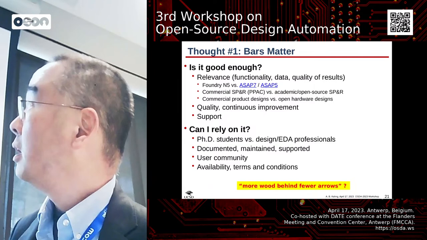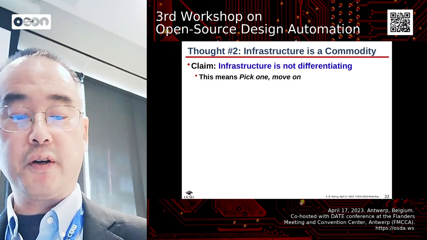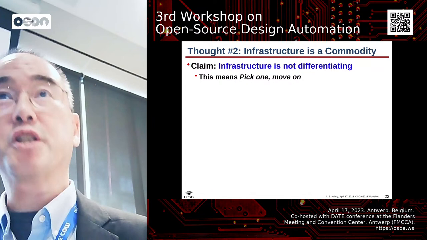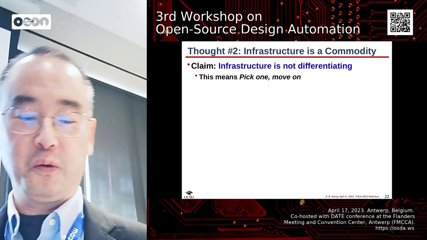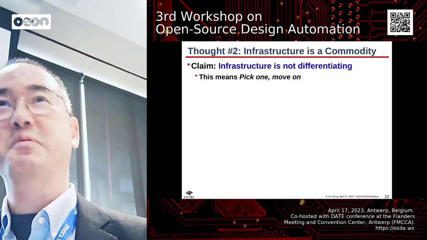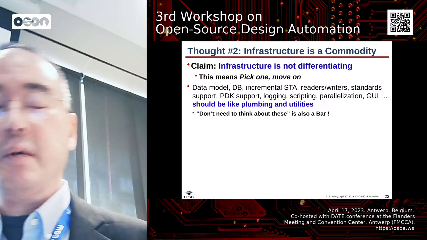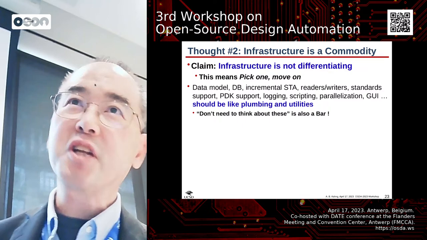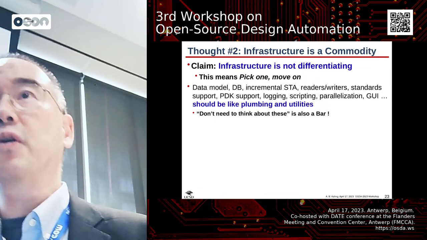Thought number two is, if it's infrastructure, it's a commodity. Infrastructure is not differentiating, it just needs to exist. So should highway signs be green or blue? Should stoplights be vertical or horizontal? I mean, pick one and move on. So I'm convinced that data model, database, STA, readers and writers, PDK support, loggers, extension language support, GUI, should be like plumbing and utilities. If they work, you don't think about them, which is also a bar.